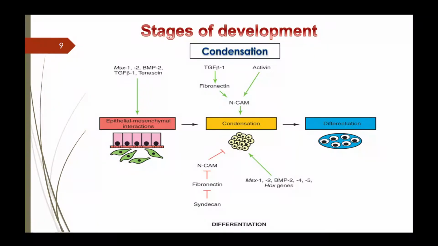How does it originally take place? We can see it in this schematic diagram. Look at this one, stages of development. The first stage is precondensation, when epithelial-mesenchymal interactions between mesenchymal cells and epithelial lining activate the MSX1 gene and BMP2, bone morphogenetic protein, transforming growth factor beta 1, and tenascin. These specialized proteins activate the process of epithelial-mesenchymal interaction. As an effect, mesenchyme starts to condense: precondensation and condensation.